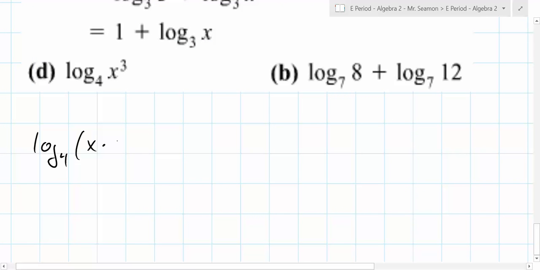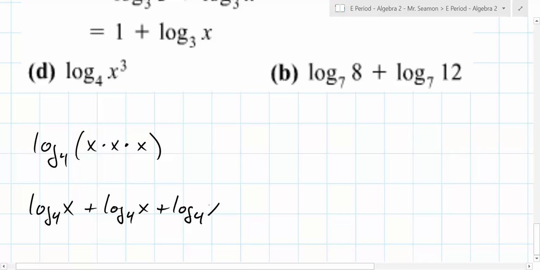Multiply by itself 3 times. Like this? Yeah. Correct? So what does that mean? Yep. So is it log base 4 of x plus log base 4 of x plus log base 4 of x? Yes, correct. How many of those log base 4s do you have?